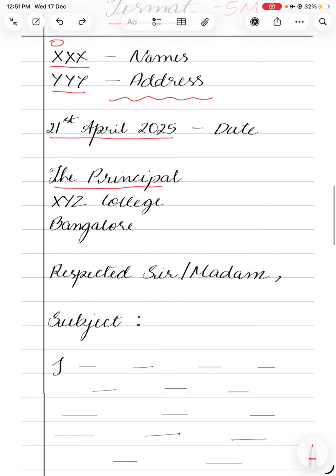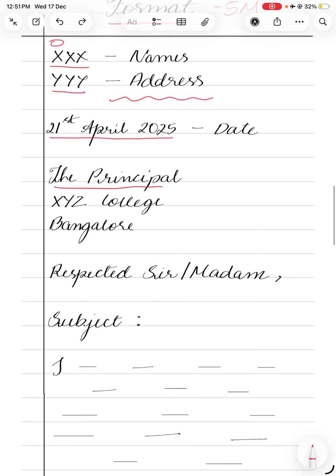I already told you, you will write the date as 17th December 2025, right? So what you've done there, you have written 17th, then comes the month, then comes the year. So this is the exact format in which you're supposed to write. And then to whom are you writing? This was also given.